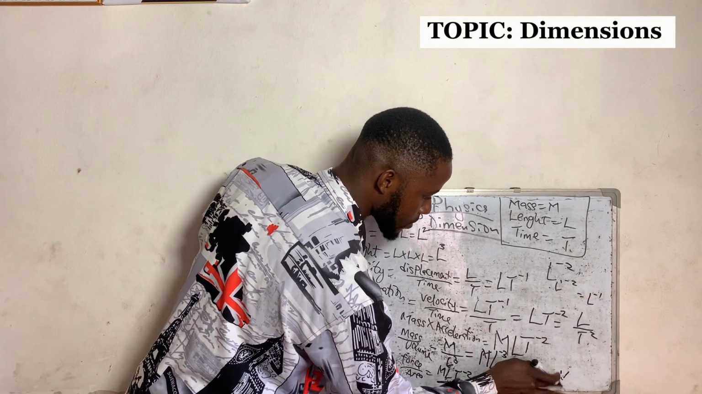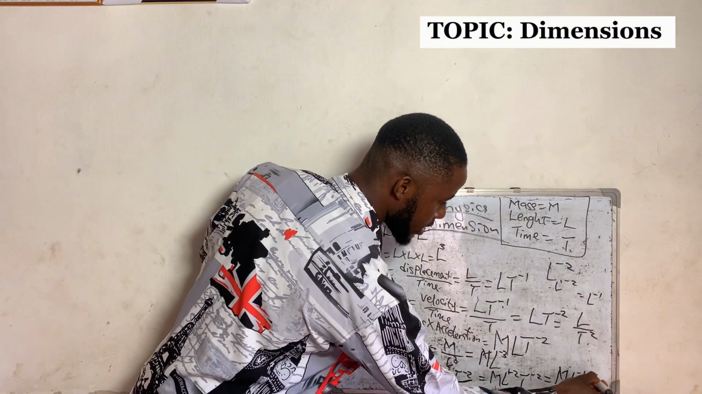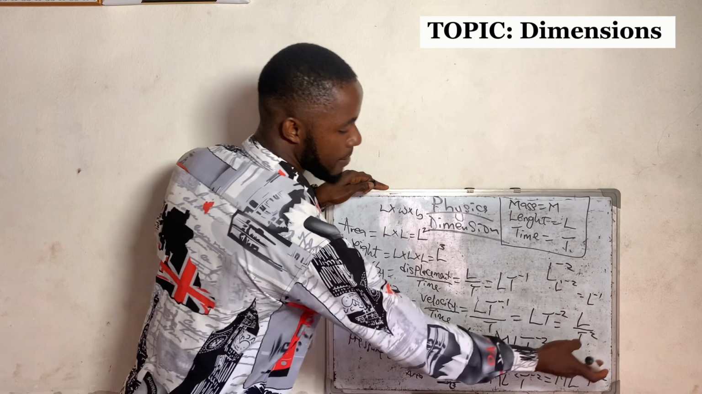So what do we have now? We have M L minus 1, then T minus 2. This is the dimension for pressure.